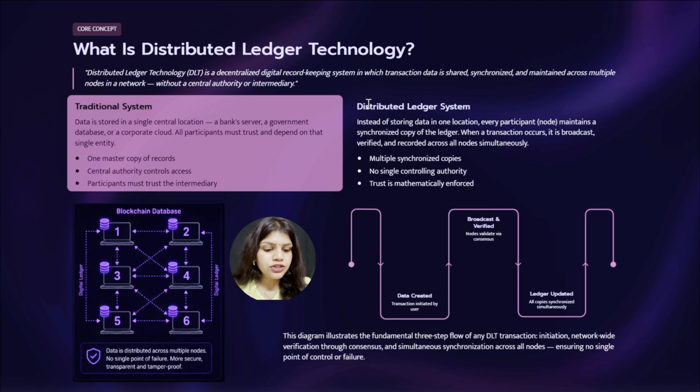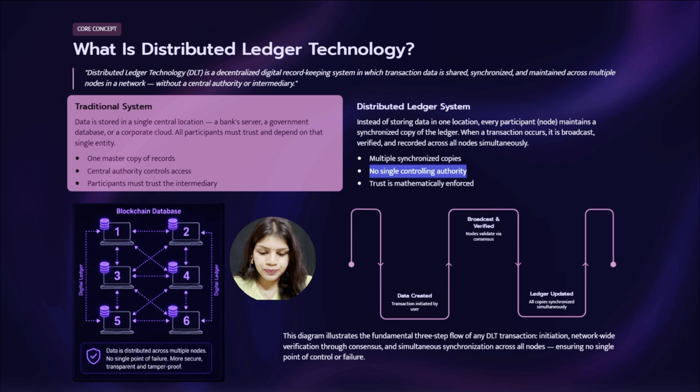Okay, so in a distributed ledger system, what we are doing is multiple synchronized copies. Okay, so there is no single controlling authority, and trust is mathematically enforced, that is, trust is distributed among all the nodes.